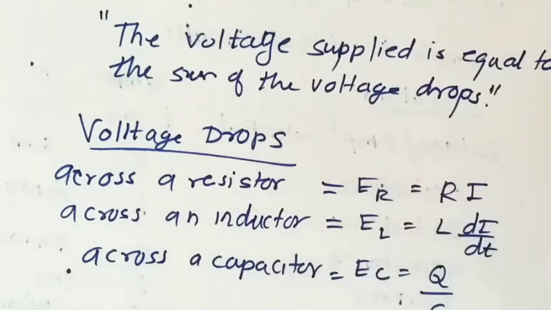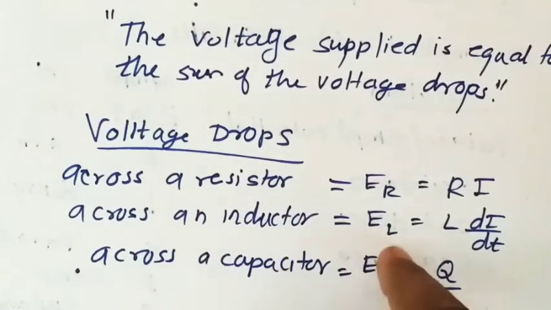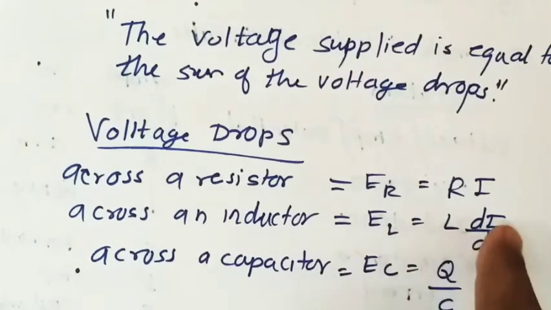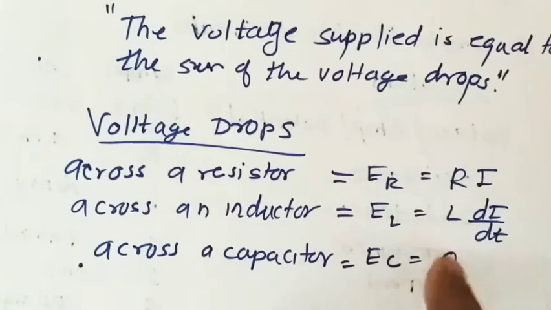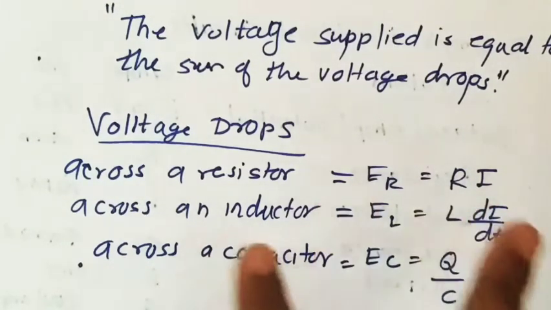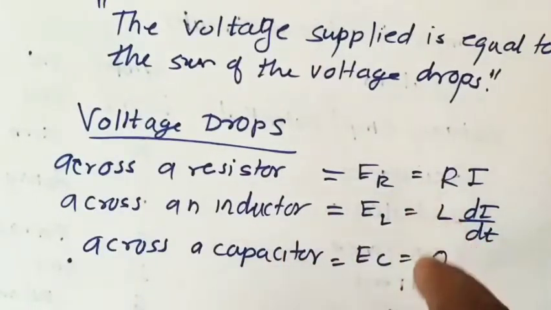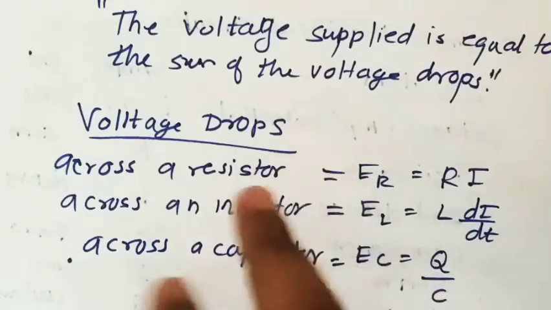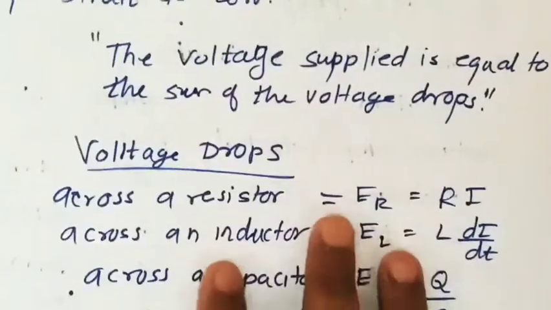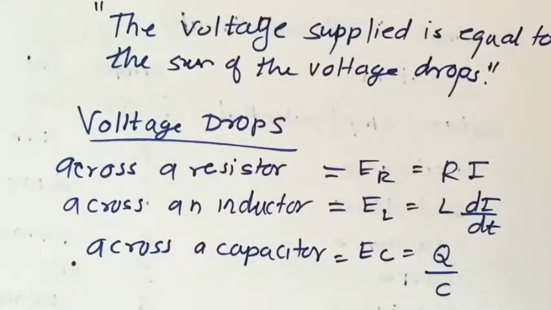It is equal to R times I. The voltage drop across an inductor, we denote it by E_L, where L is the inductor, and it is equal to L di/dt. The voltage drop across a capacitor, E_C, is equal to Q/C, where Q is the charge and C is the capacitance. These are the values of voltage drops you must know. If you have an LRC circuit, these will be the values of the voltage drops. When you take the algebraic sum of all these voltage drops, it will be equal to 0 if no external voltage is applied, and if you have an external EMF, then the addition of these voltage drops will be equal to that particular EMF.